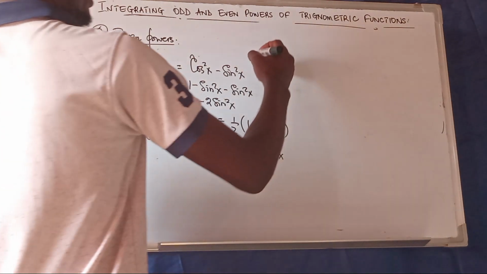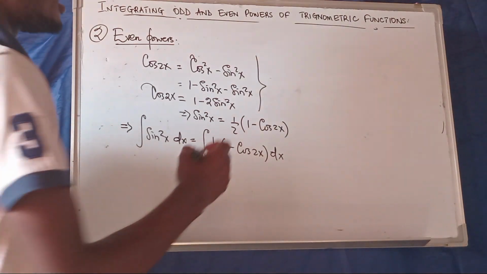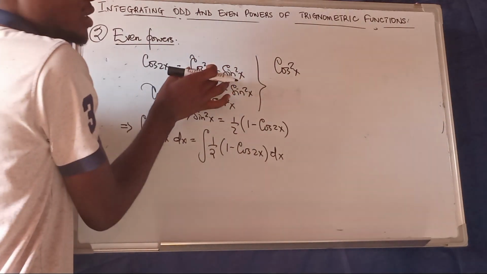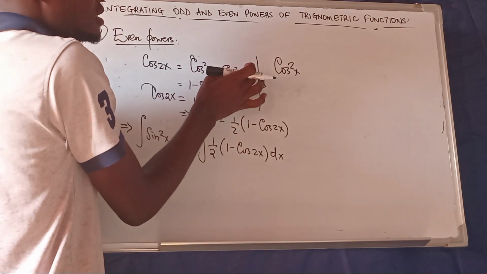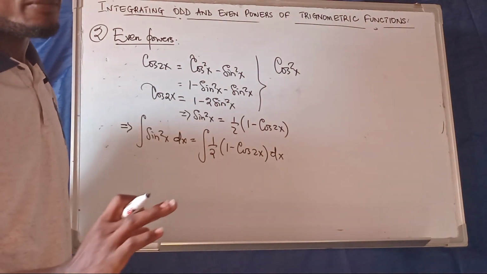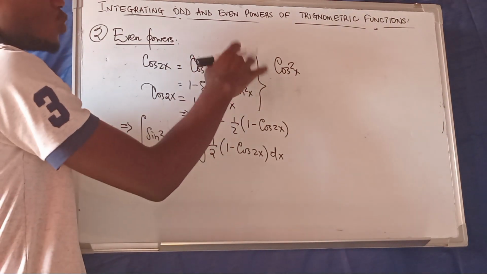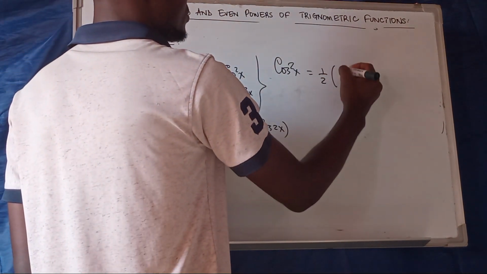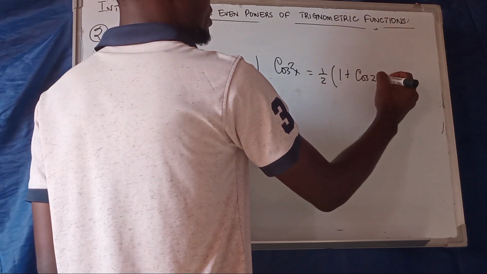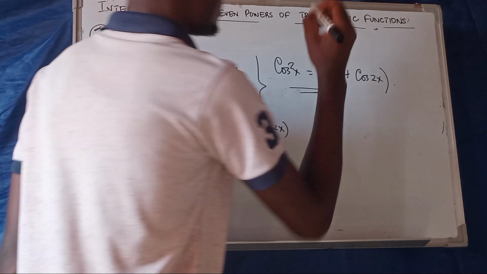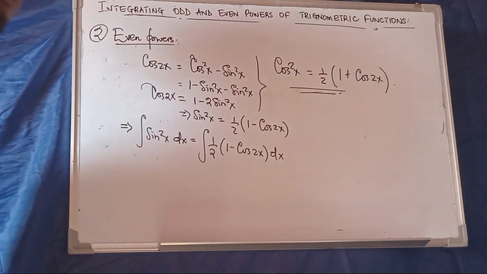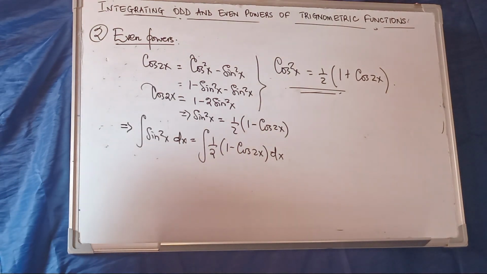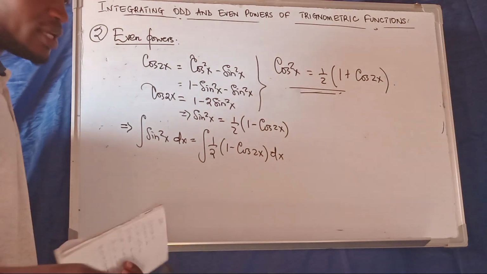So if we follow the same knowledge and make cos squared x the subject, replacing sine squared x with 1 minus cos squared x, we shall get something like 1 plus cos 2x, a half of that. So that is what we are going to be employing with even powers, and everything is going to be easy for us. For example, I'll give an example.